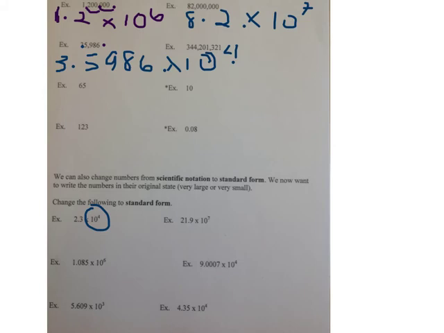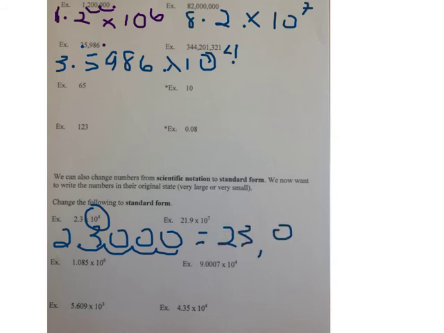So you have 2.3 times 10 to the fourth. 2.3, and we're going to be moving it 4 places. 1, 2, 3, 4. Yep. So now we have 23,000. 10 to the fourth, 4 place values, move it over, 23,000.